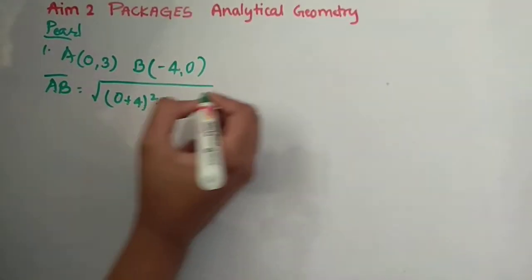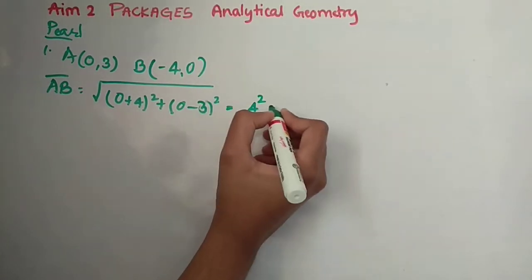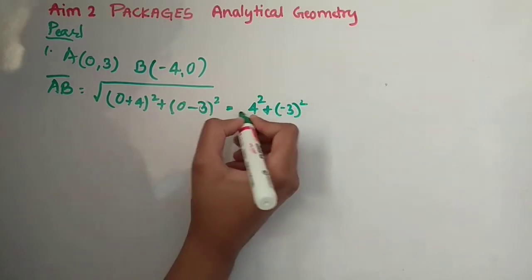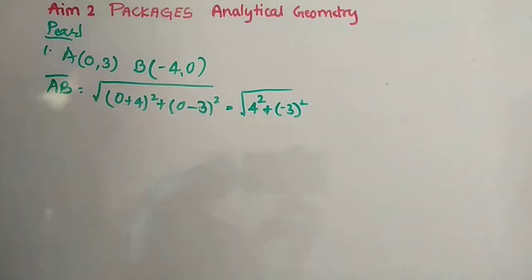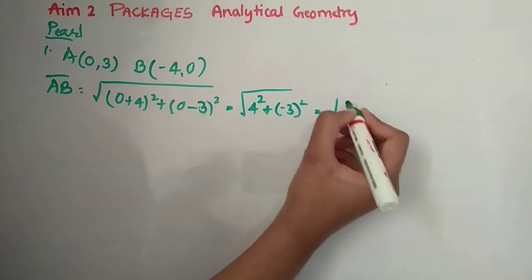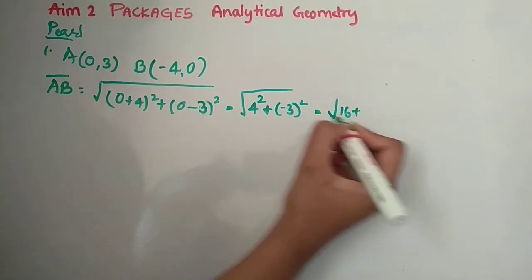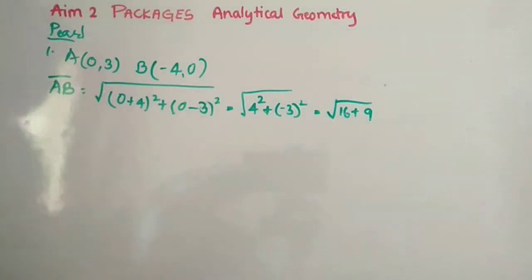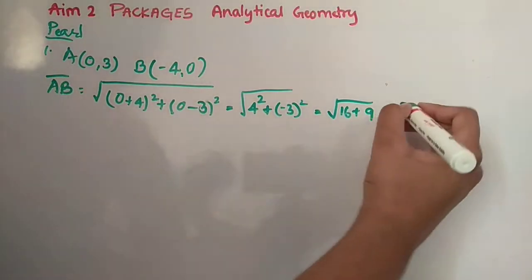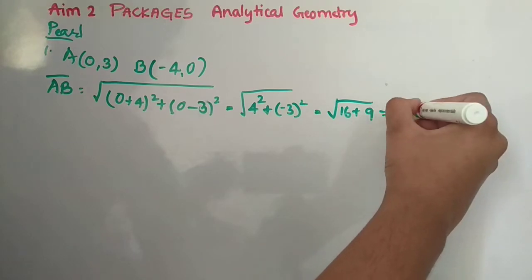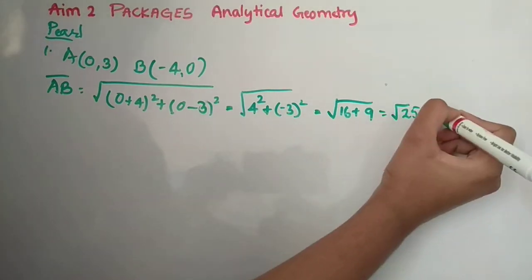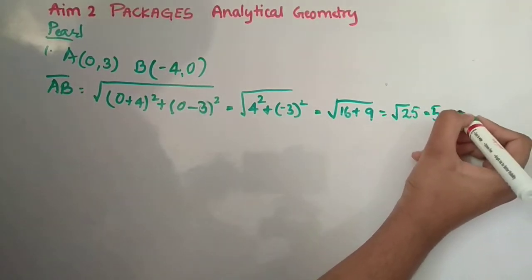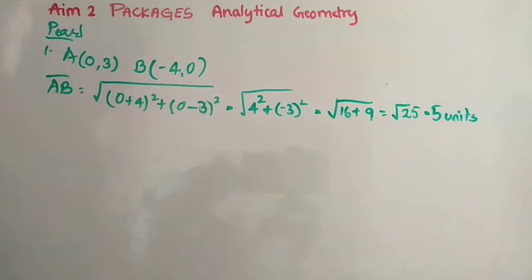So this is minus 3, right? So 4 square plus minus 3 whole square. Root is there every time. Now 4 square is 16 plus minus 3 whole square is 9. So 16 plus 9, root is root 25. So root 25 is nothing but 5 units. Take it as option D.